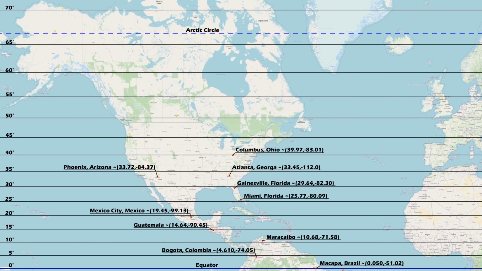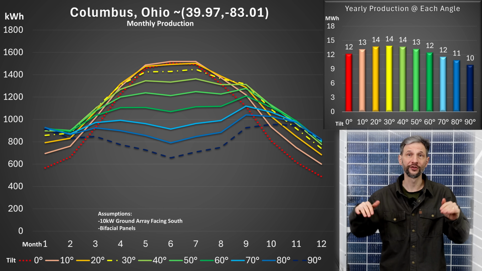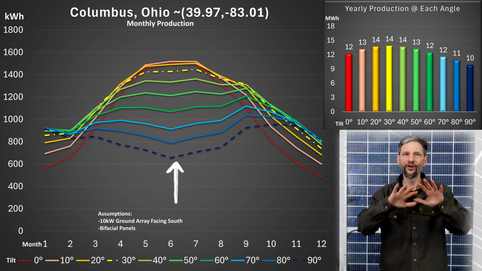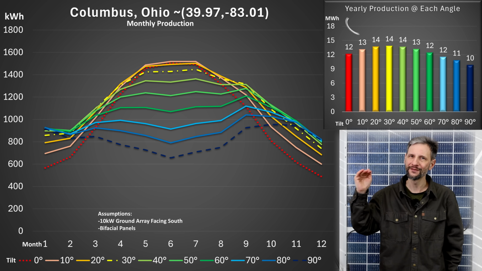A curious thing happens as we move into my neck of the woods at 40 degrees latitude. The yearly production for the vertical panels picks up, and all the other angles fall. The yearly max production is now only about 14 megawatt hours.